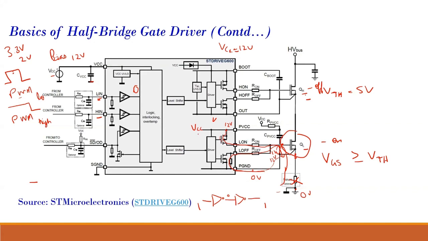It is simple. I applied 12 volt, which is with respect to my power ground. But if I want to turn on this MOSFET, I need to apply 12 volt with respect to this node, my switching node. And how will we do that?